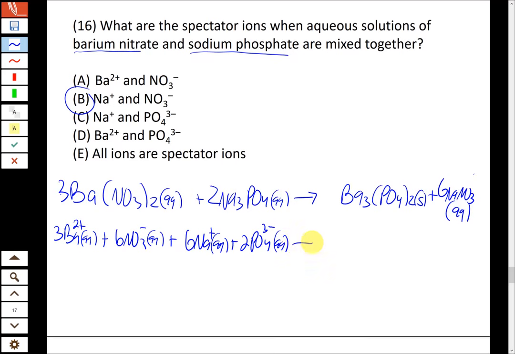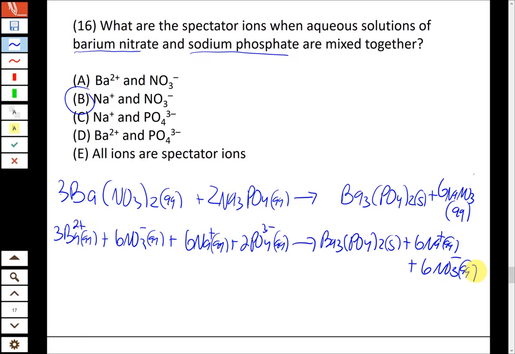So all the reactants are separated because they're all soluble ionic compounds. Then on the product side, we have one insoluble product, so that's going to remain as just barium phosphate. We don't separate something if it's insoluble. But then we also still have the 6 Na+ and the 6 NO3- from the sodium nitrate.